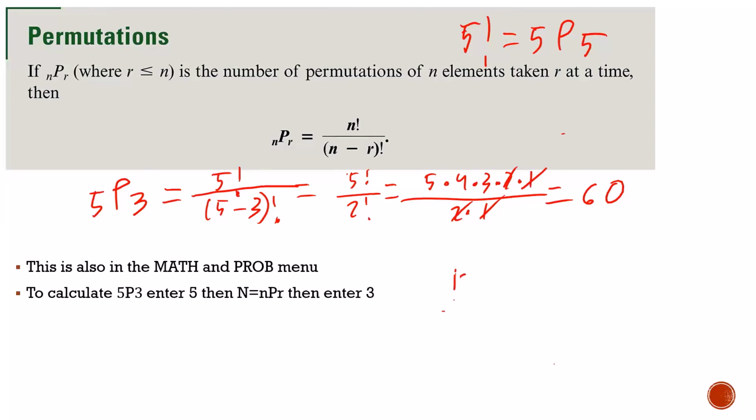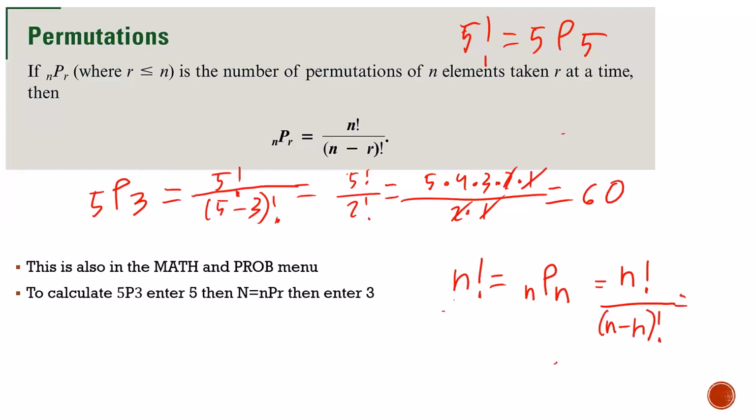There's nothing special about 5. So n factorial must equal nPn, right? But then let's use this formula here. So according to this formula, on the top, I should have n factorial. But in this case, r is the same thing as n, so I should be dividing by n minus n factorial.